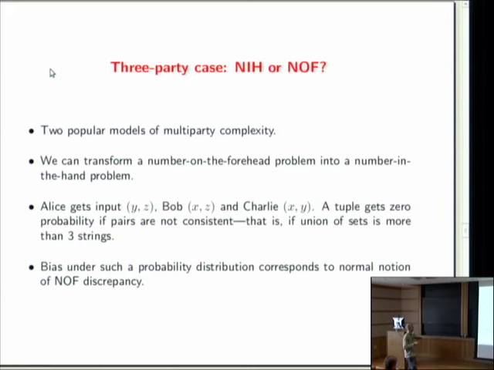And I'm just going to give 0 probability to any triplets which aren't consistent, which don't form a valid number on the forehead input. And now if I consider bias under such a probability distribution for this transformed problem, it corresponds to the normal notion of discrepancy in the number on the forehead case.